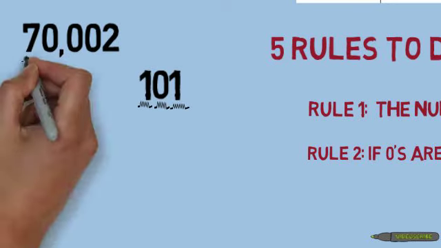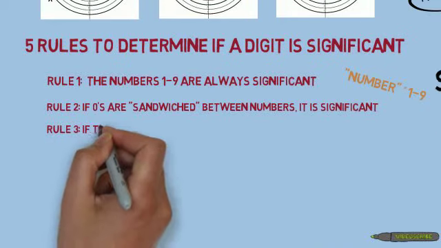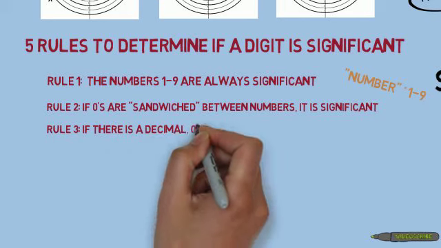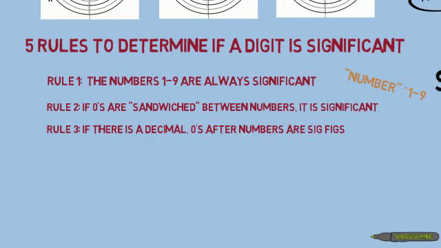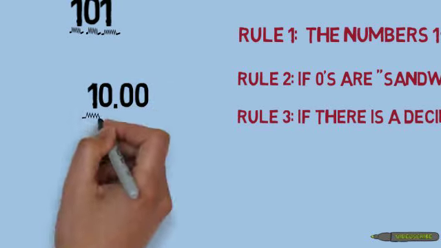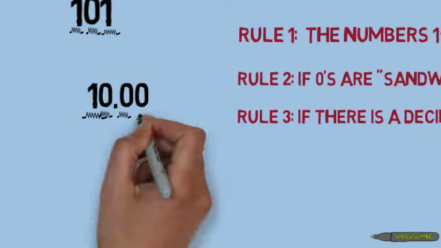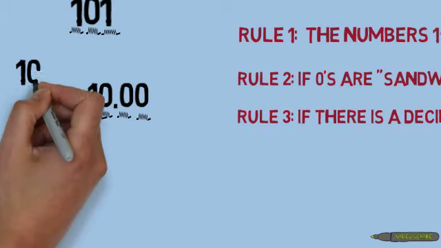70,002 has 5 significant figures. All of the zeros in between the 2 numbers are significant. Rule 3. If there is a decimal explicitly expressed, then all zeros after the numbers are significant. For example, 10.00 has 4 significant figures. The 1, which is always significant, and all the zeros after the number, since there is a decimal explicitly stated.